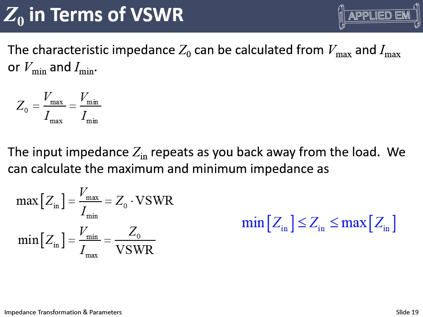When we do that, we get some pretty simple equations. And we can also calculate, if we're driving a load and we're backing away from it and we see this input impedance go up and down, the extreme values too. The maximum input impedance our generator would see is Z0 times VSWR. The minimum input impedance is Z0 divided by VSWR. So we can limit the input impedance that our generator would see. If you're designing a system, this is something you would look at to make sure that your generator is able to drive those impedances, and that they aren't outside the specifications of your generator.